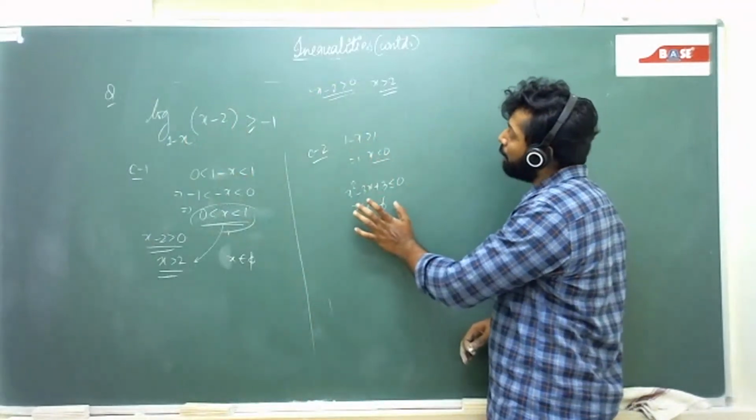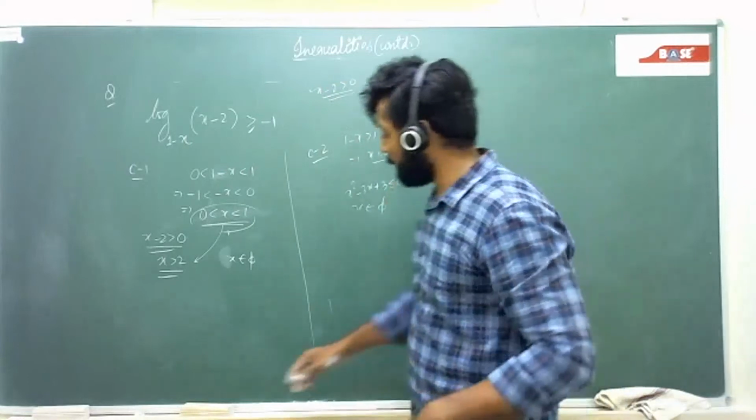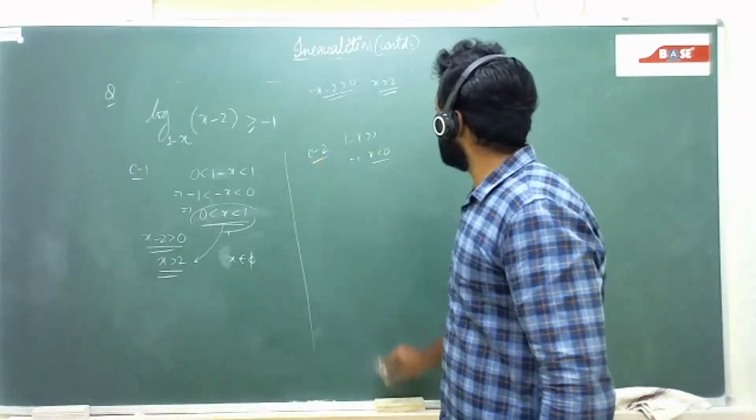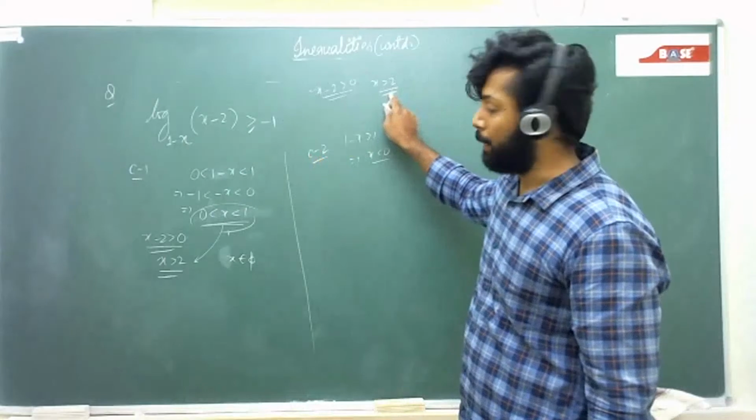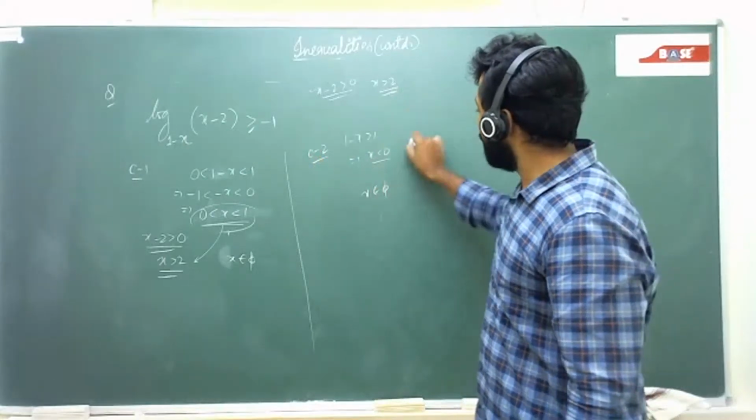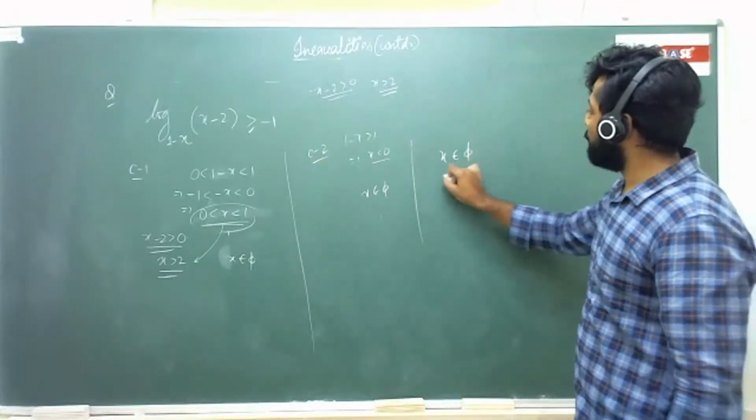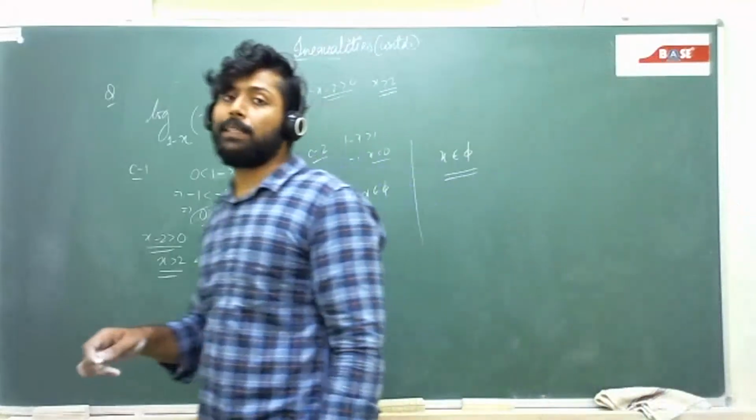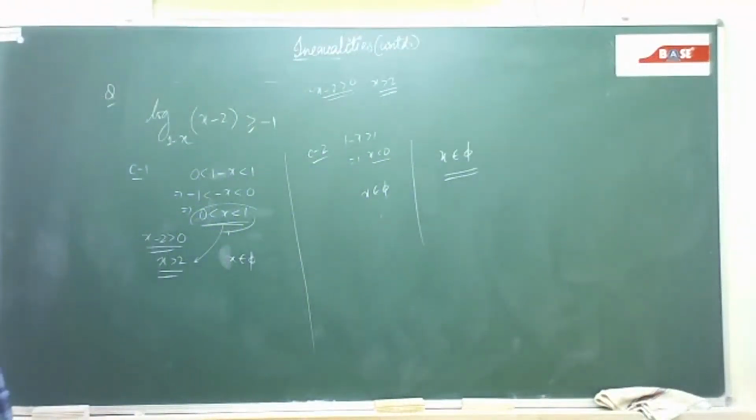Also, 1 minus x is more than 1 means x less than 0. X less than 0 is coming here. X less than 0, but x is more than 2 to be the log valid. So again, we are getting no common region. So finally, this expression doesn't exist. So the region of x is x belongs to null set. Be a little careful while solving these questions.